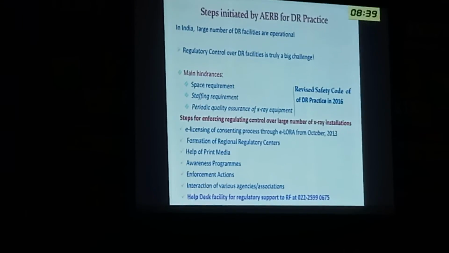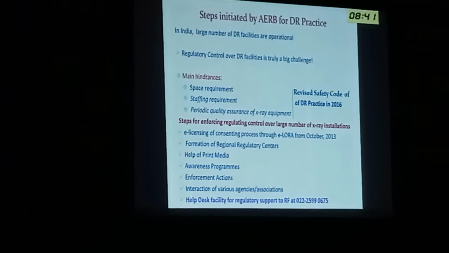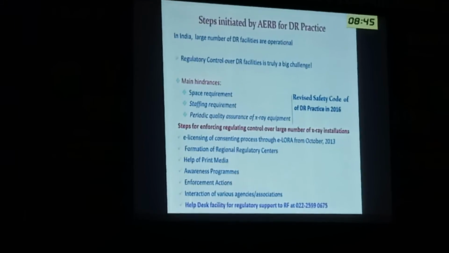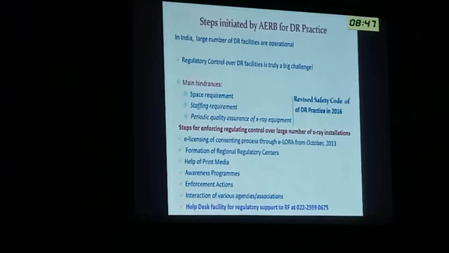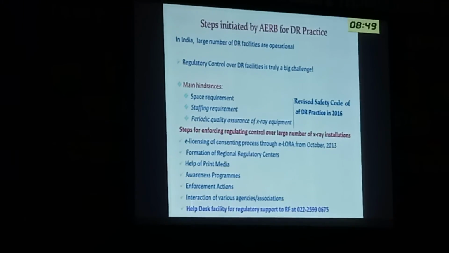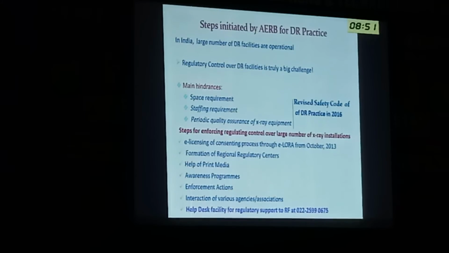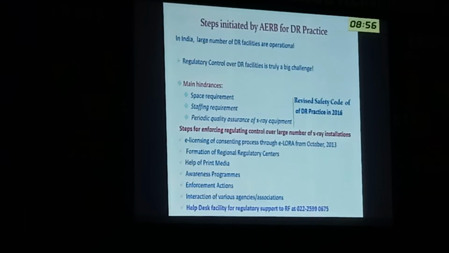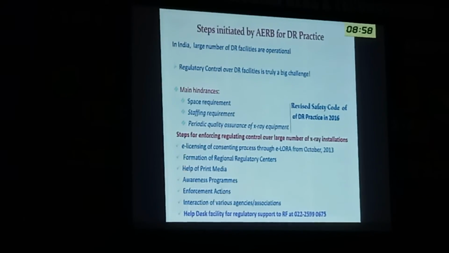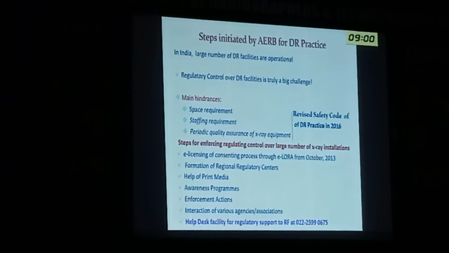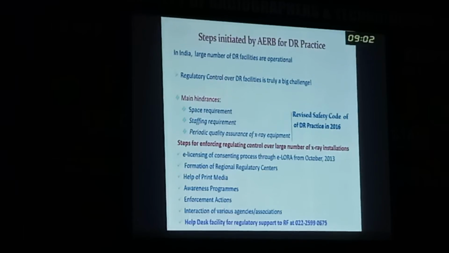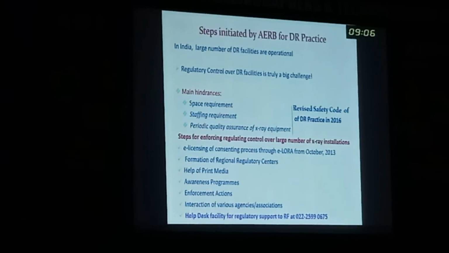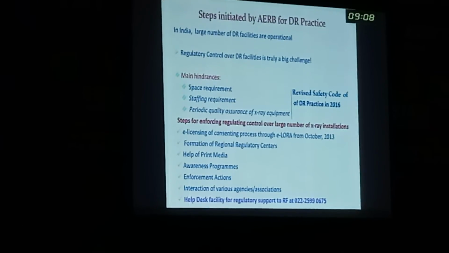So these are the steps initiated by AERB for better regulation of DR facilities. So you see that the code has been revised. Earlier there was a requirement for space, that an 18 square meter area is to be allocated for X-ray facilities. Right now this requirement has been removed. We'll have to see that enough shielding is provided, and if the dimension is a little bit here and there, that can be allowed. Similarly, the staffing requirement has also been relaxed a little bit.